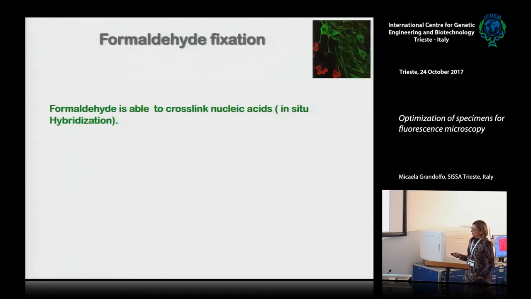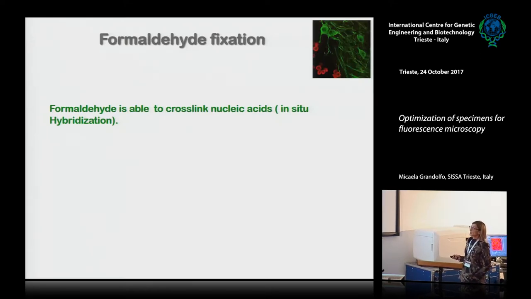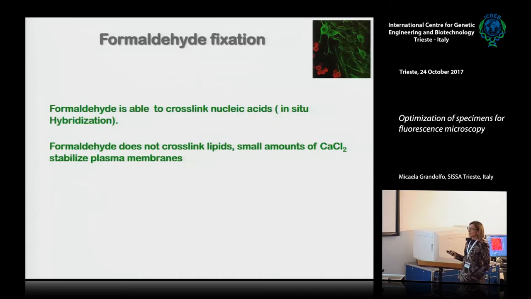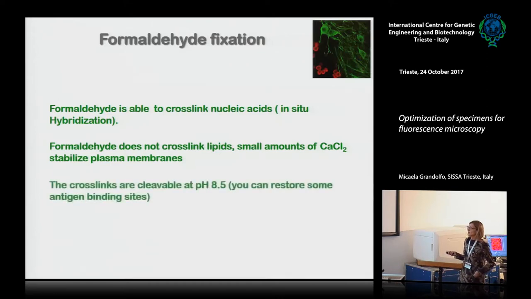Okay, so some advantages of formaldehyde fixation. It is able to cross-link nucleic acids, so you can use it for in situ hybridization. Remember that it does not cross-link lipids, so you maybe can use some small amounts of calcium if you want to stabilize your plasma membrane. This is very important, as I said before, the cross-links are cleavable at pH 8.5. So remember that if your primary antibody doesn't work, before you start crying, try.